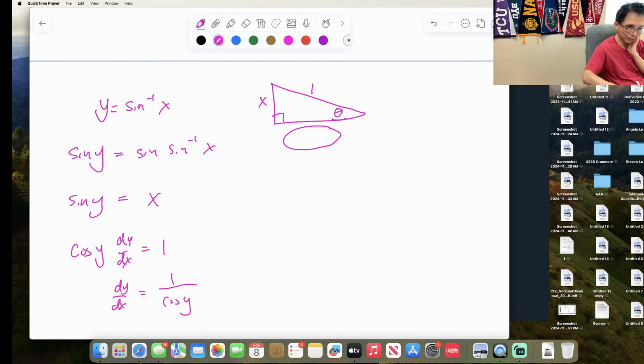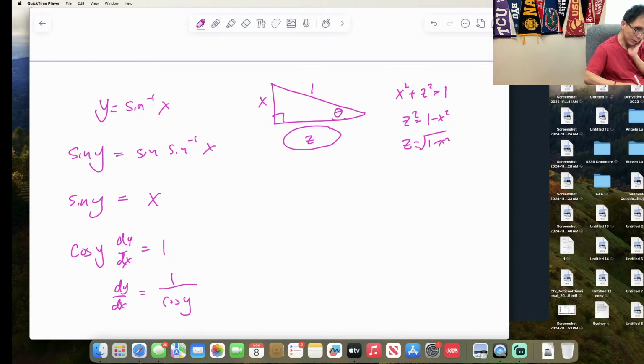Sorry, I should mention this is sine of y. So think about it as x squared plus, we're going to call this side z, z squared is equal to 1. So z squared equals 1 minus x squared. Z is equal to square root of 1 minus x squared. Sorry, I should name this angle y. That way it's not confusing. Because this is x over 1, right?